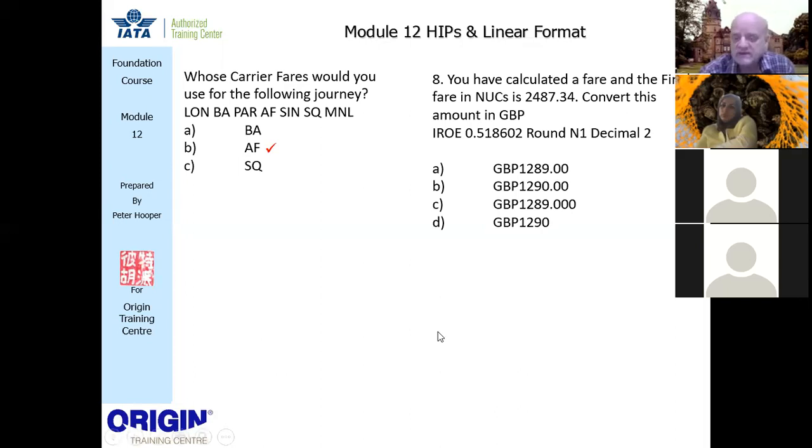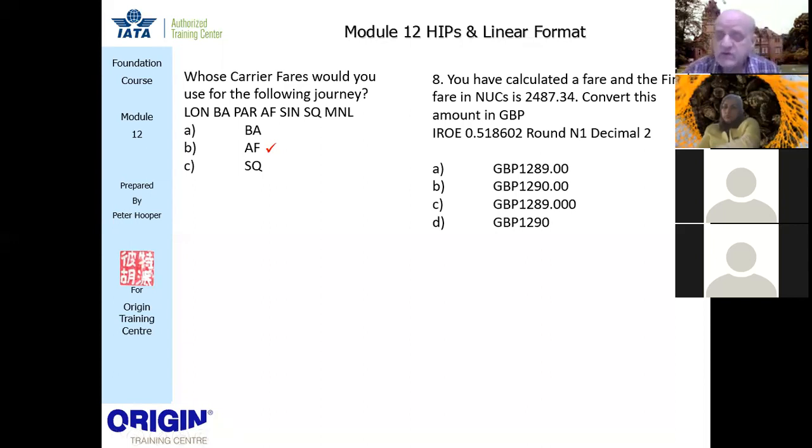Now we're back to rates of exchange again. You have calculated a fare, and the final fare in NUCs is 2487.34. Convert this amount to GBP. The rate of exchange is this, round 1, decimal 2, and I'm going to add something now. Can you see this, N1?